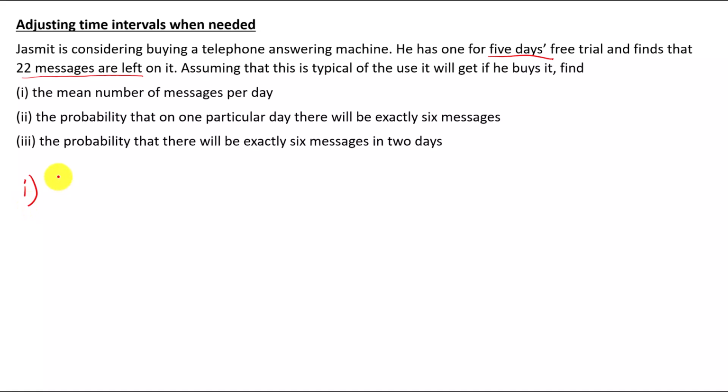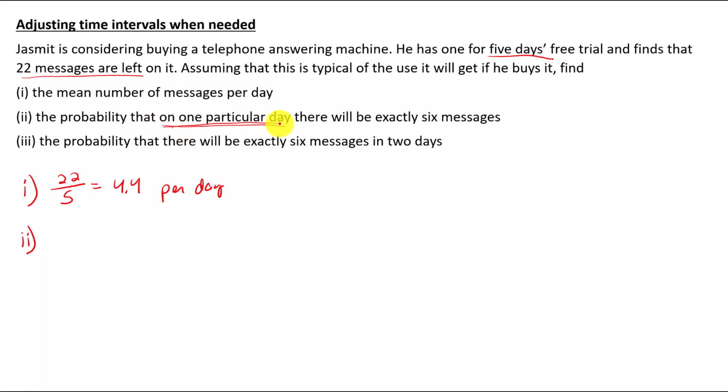Okay, but if there were 22 messages left over 5 days, then we can say that's 4.4. So the mean number of messages per day is 4.4. And of course, you can leave it as 4.4, or you can use the fraction 22 over 5. It doesn't matter.